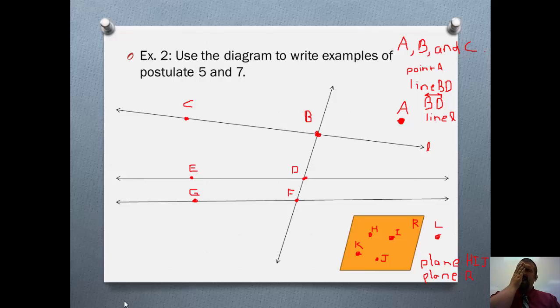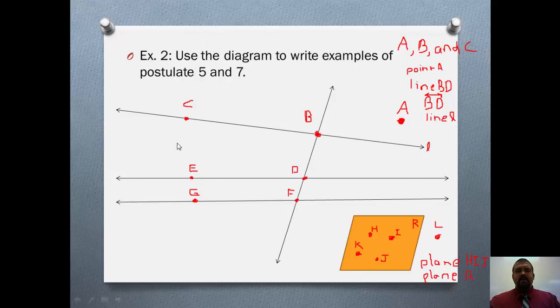Alright, so postulate 5 is through any 2 points there is exactly one line. I have a lot of options here. If I choose points G and F here, I could say through points G and F there is one line called line GF. That's postulate 5. I could also say through points C and B here there is exactly one line called line L. That's actually the one I ended up going with, but I could have chosen multiple.